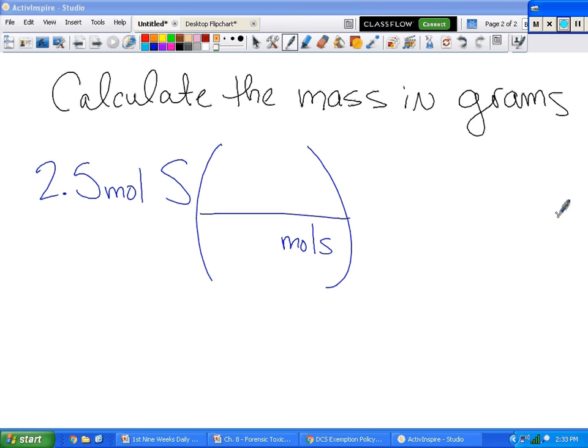All right, so one more time, this is 3B, and we're trying to calculate the mass in grams. We started out with 2.5 moles of sulfur, and we're trying to go from moles to grams, and we are allowed to do that in one step.